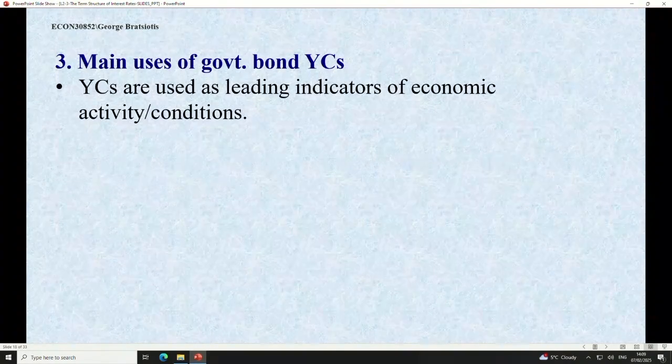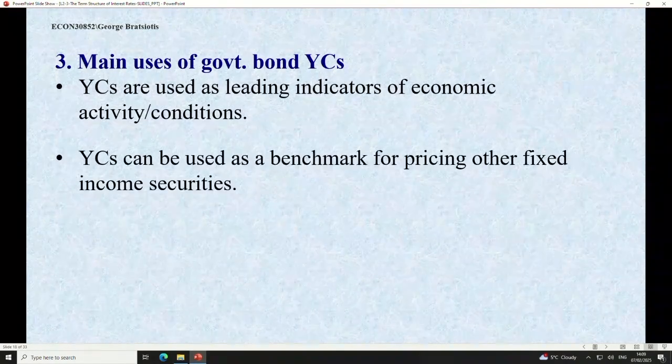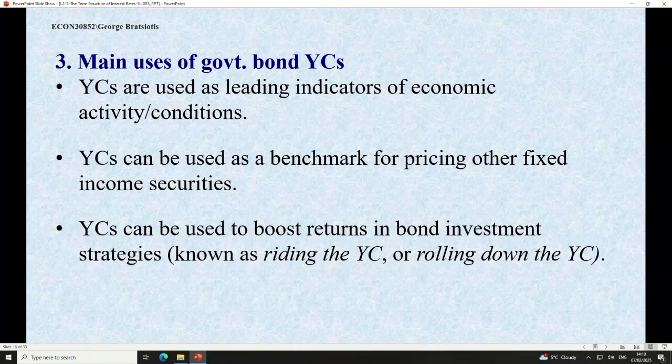They can also be used as a benchmark for pricing other fixed incomes, and you understand that as well. For example, if a 10-year government bond in the UK is 5%, you can't have a corporation coming in and saying, I'm going to give you 3%, because you might say, okay, I'll take 5% from the government, thank you very much, which is safer. So they will have to adjust the prices, and they use this benchmark for pricing other fixed income securities.